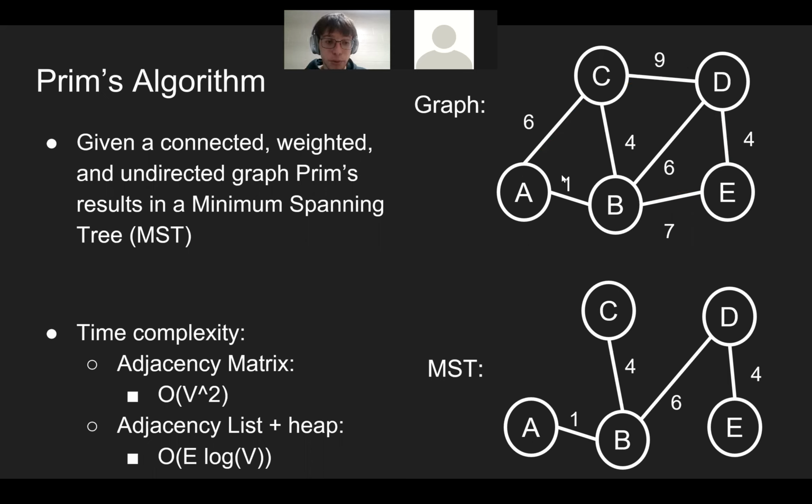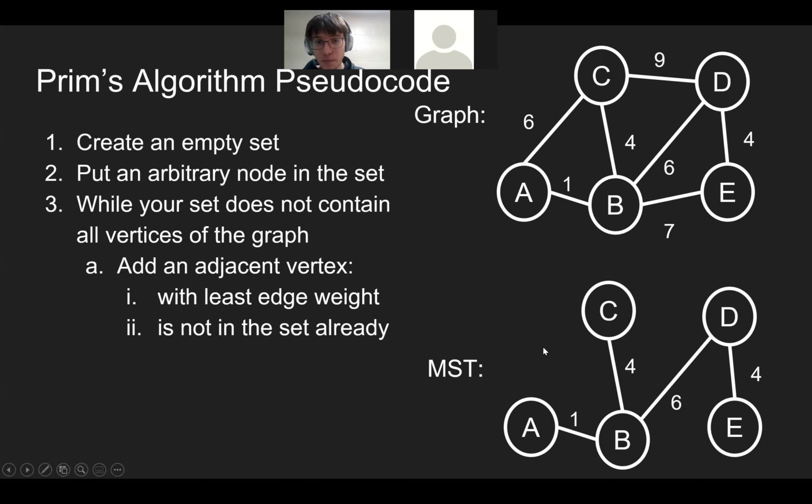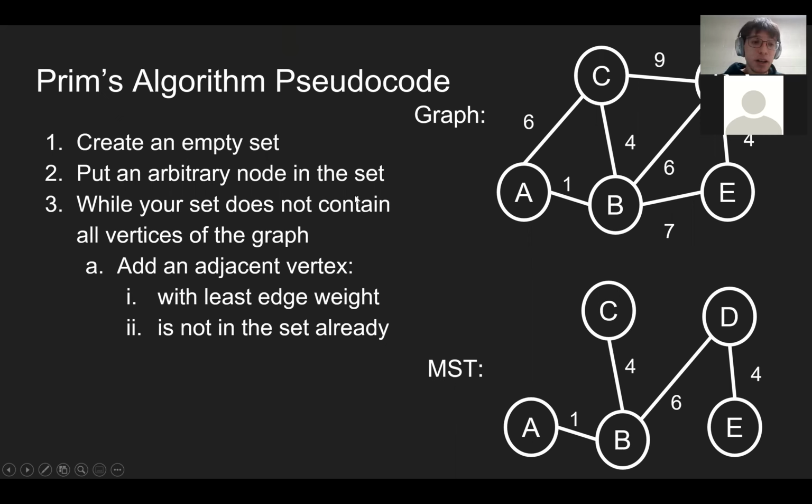So the way it works is, its time complexity, if you use an adjacency matrix, is O of V squared. And if you use an adjacency list plus a heap, it's E log V. Yeah, so this is an MST. We can kind of verify that. It might take a minute to verify that this is actually right, but it is. So let's move on, and maybe we'll see another way of thinking about it that Prim's gives us.